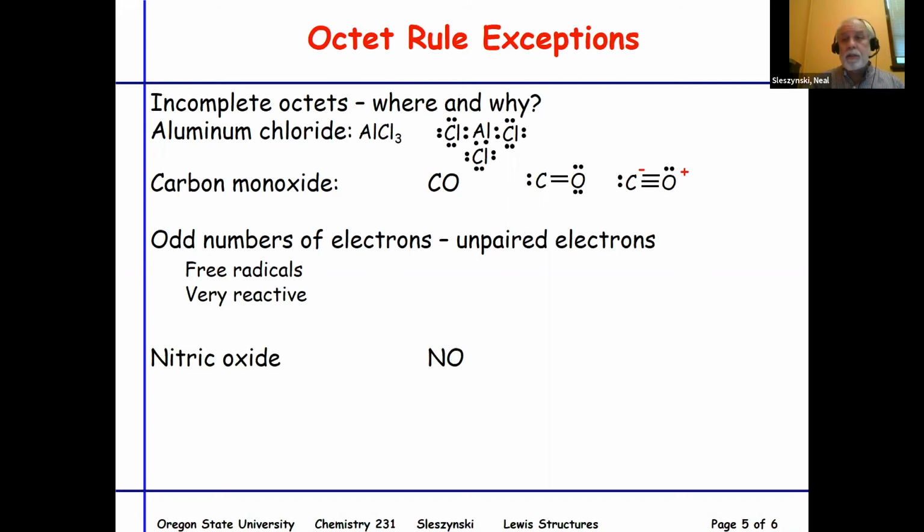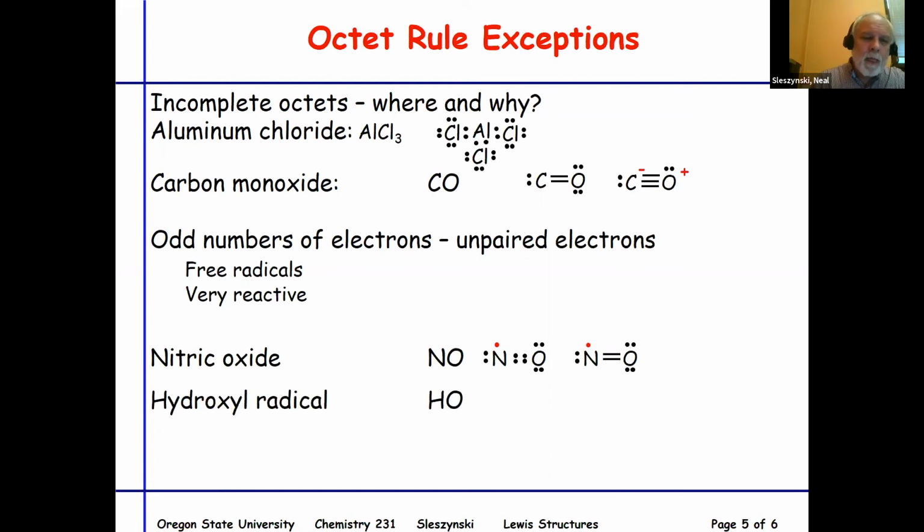An example that's important in biological systems is nitric oxide, NO. If we go ahead and draw our Lewis structures, we get something that looks like this. We can see that oxygen has filled out its octet, but the nitrogen has an unpaired electron. And nitric oxide in biological systems is an important molecule for regulating things like blood pressure, and other pharmaceuticals are based on the generation of nitric oxide.